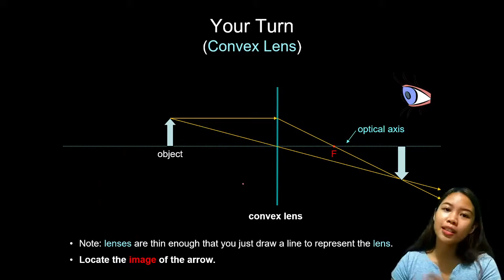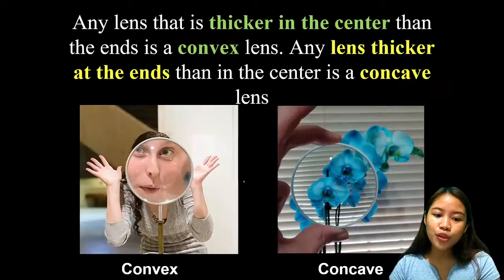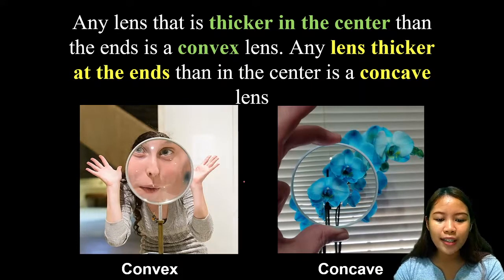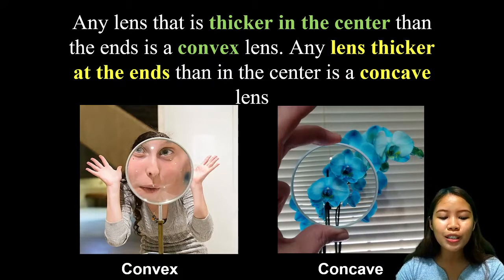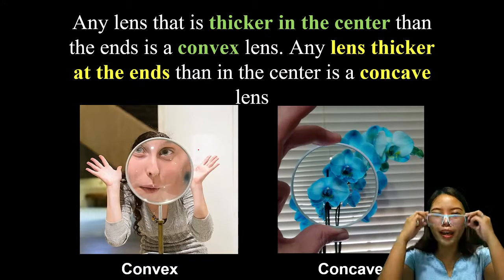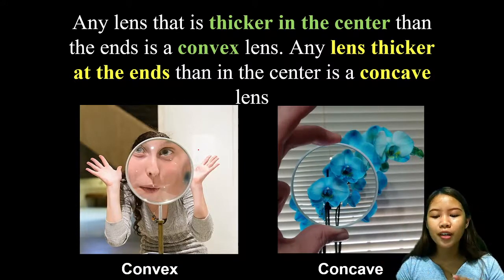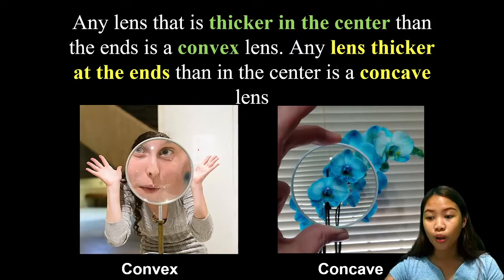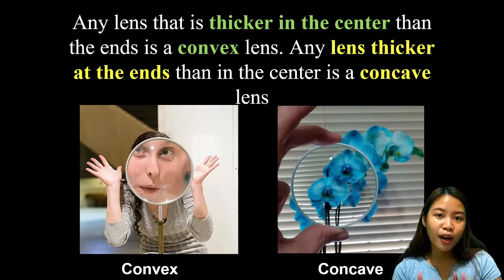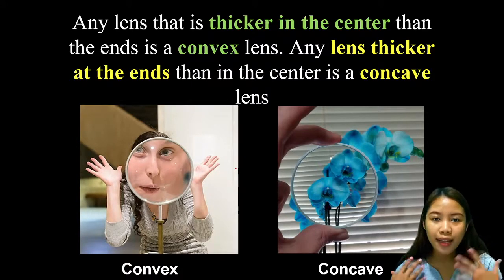So this is it for our ray diagram. To take note, any lens that is thicker in the center than at the ends is convex, and any lens thicker at the ends than in the center is a concave lens. If you use a convex lens, this is how it will look, just like this, I am using here a convex lens. And for the concave lens, it appears smaller. So that's it, and this is all for our light rays in using the lenses.